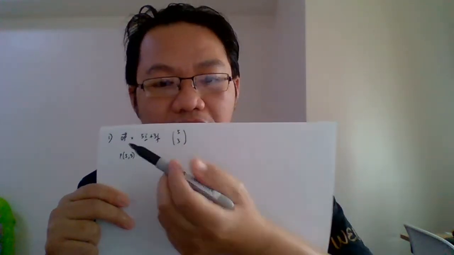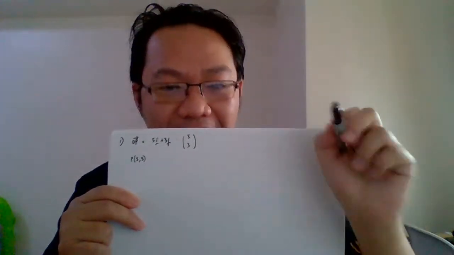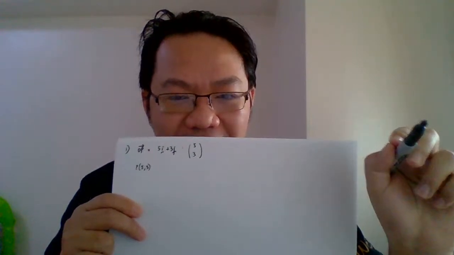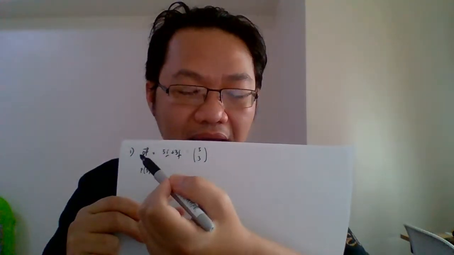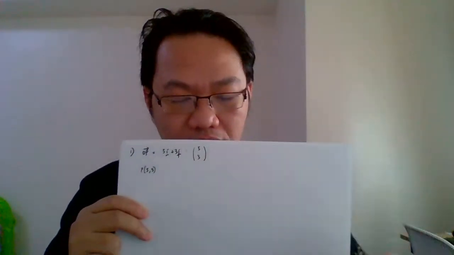Okay, so now OP is settled. Now my additional question is, what if my vector is reversed? I twist the letters here. Instead of OP, I write PO.